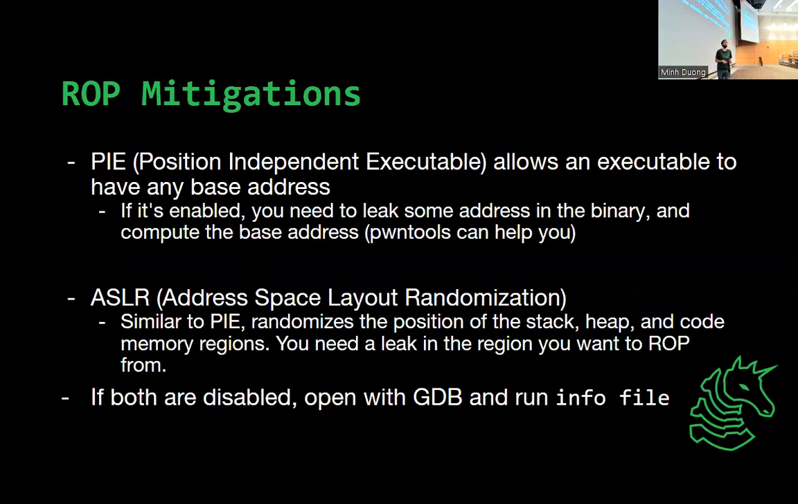So I want to talk about some ROP mitigations that people have implemented. There's PIE, which is position independent executable. This allows a binary to have any address as the base address of where the code is stored. So if you open up a binary in your decompiler, it will have the code at some address, and if PIE is disabled, you can use that address during execution. If PIE is enabled, that address might be randomized and you will have to get a leak of where the code is to know where to return to in functions.